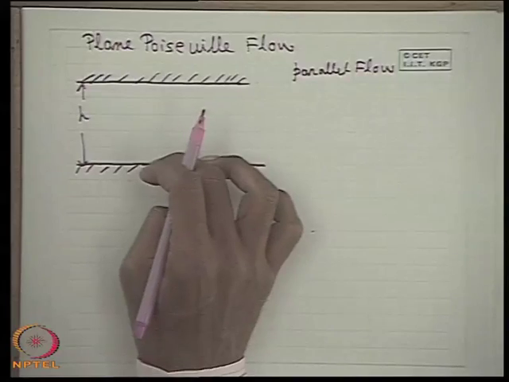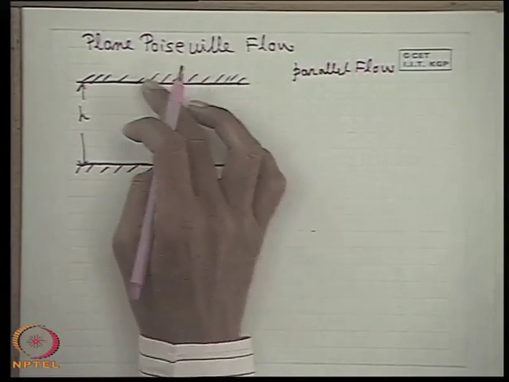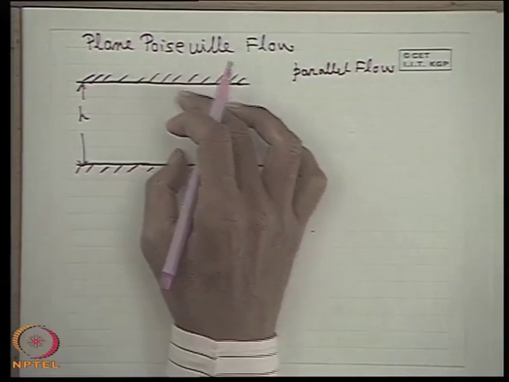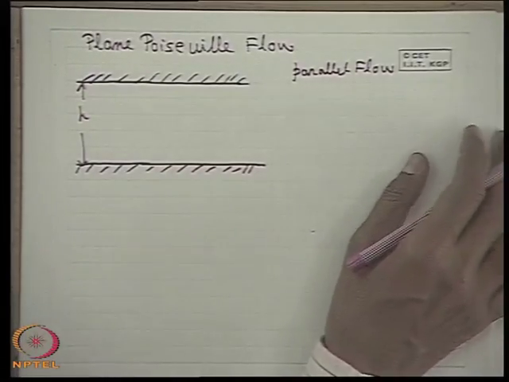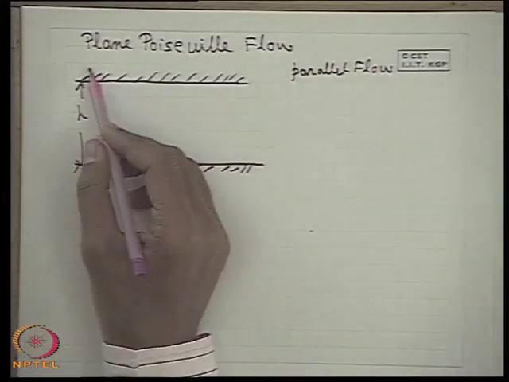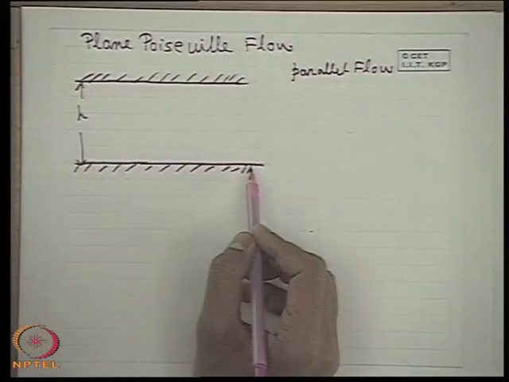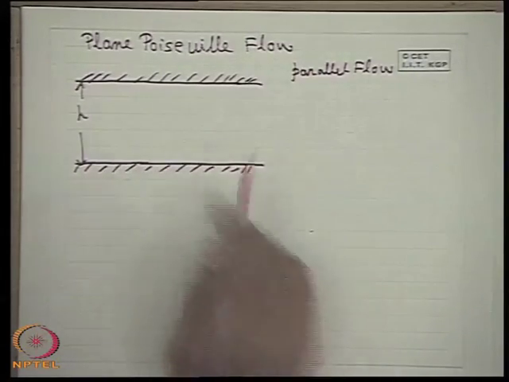That means the viscous force is prominent relative to the inertia force. That means throughout the flow the viscous force is dominant. So, this is a parallel, incompressible, steady viscous flow through two fixed plates.